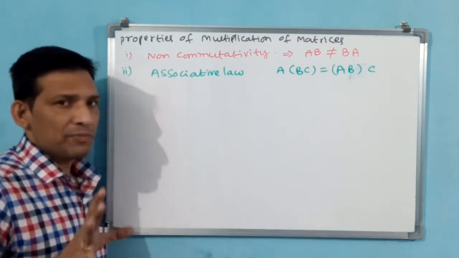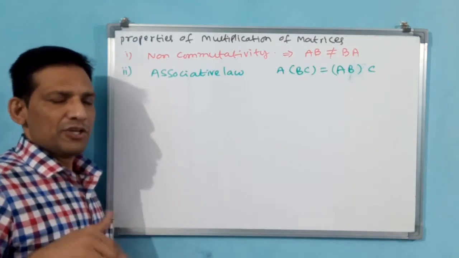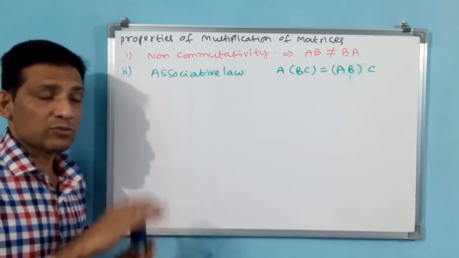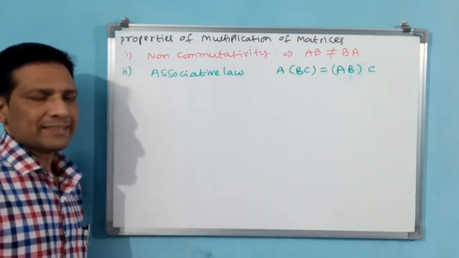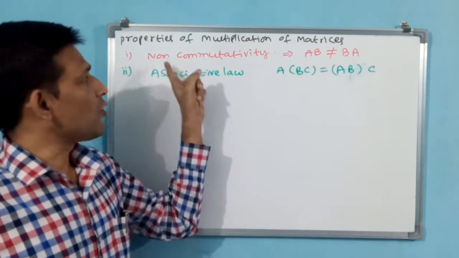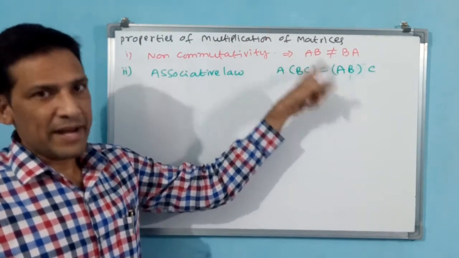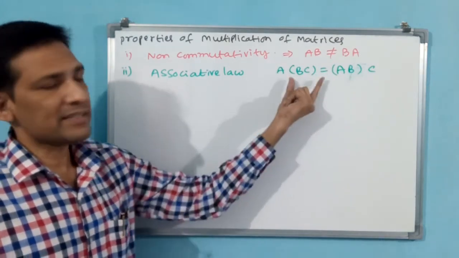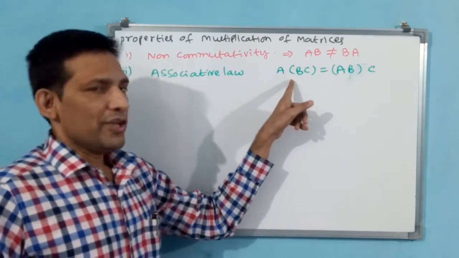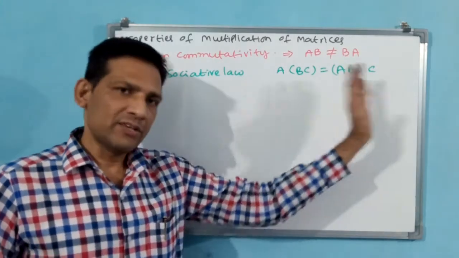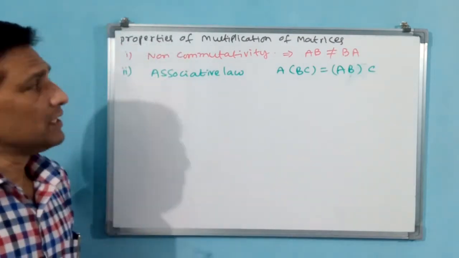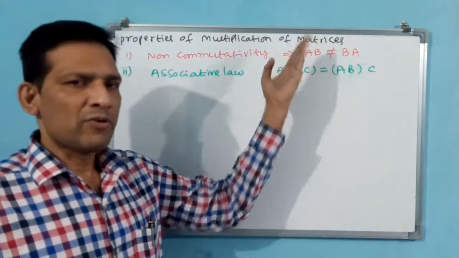This is a new chapter for several students. State board students might have seen matrices, but for NCERT this is the first time they are seeing matrices. That is why I have to do this exercise slowly. Let us understand first the associative law. For commutative only 2 matrices are required, but for associative 3 matrices are required: A, B, C. A of BC is equal to AB of C. This is the associative law, and it is valid. Commutative is not applicable, that we have written as not valid.